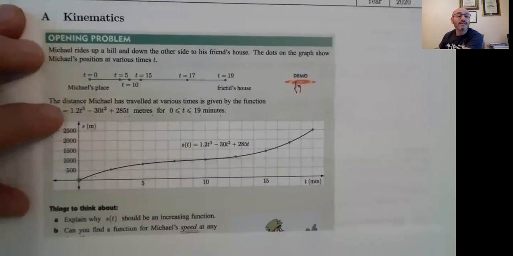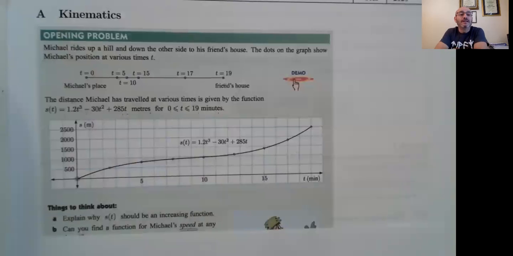All right, so it says that Michael rides up a hill and down the other side to his friend's house. The dots on the graph show Michael's position at various times, right? And then it says that the distance Michael has traveled at various times is given by that function S of t, 1.2 t cubed minus 30t squared plus 285t. And the time is measured between 0 and 19 minutes. All right. So let's see what questions they have.